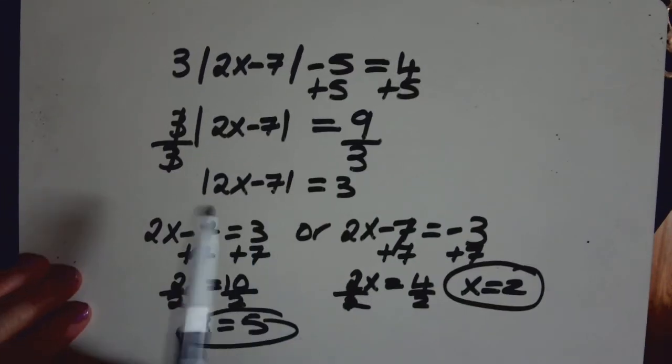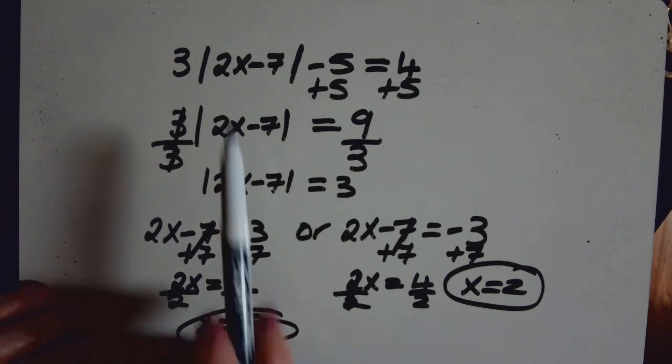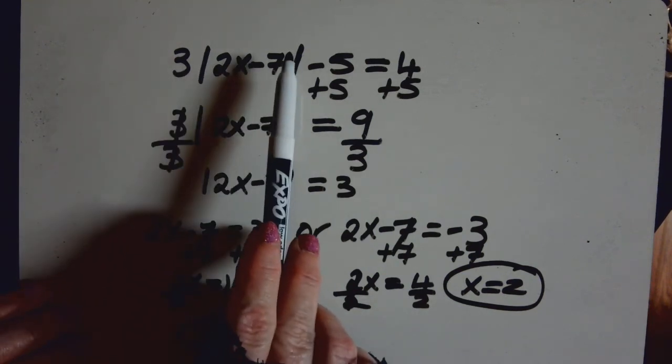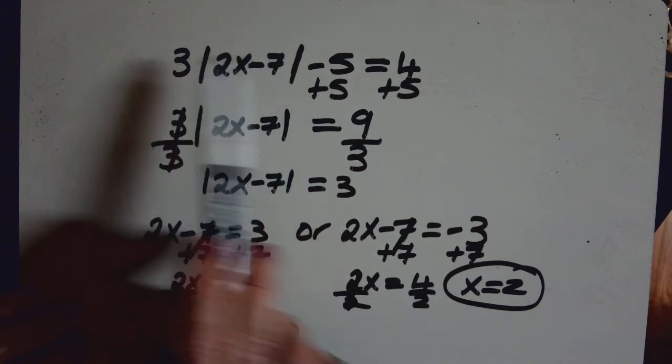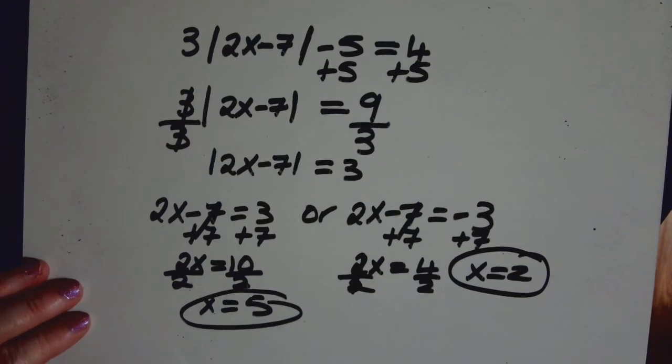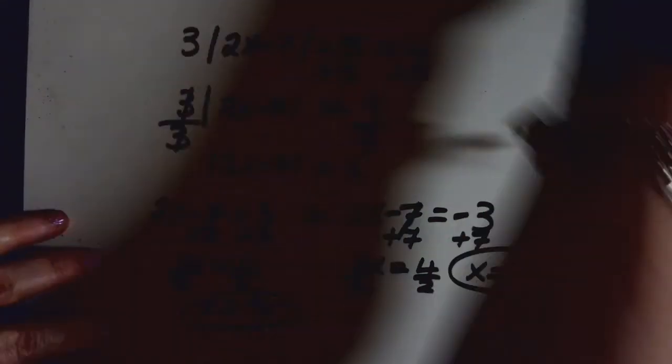And if you went back and placed them in, they would work. So if you said 2 times 2 minus 7, took the absolute value, multiplied it by 3, subtracted 5, you would get 4. And the same thing would work with both numbers, okay? Alright, so let's go ahead and try another one, because the more you see them and the more you do them, the more comfortable you're going to get.